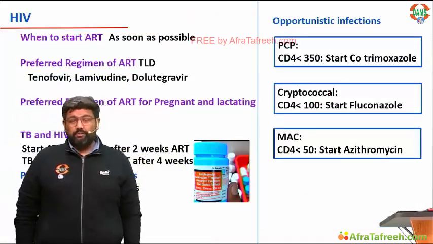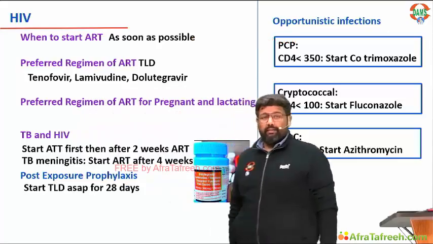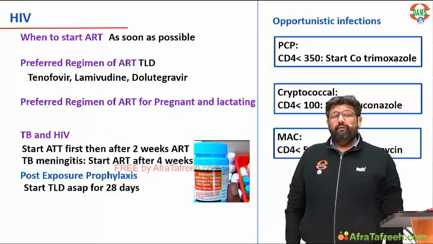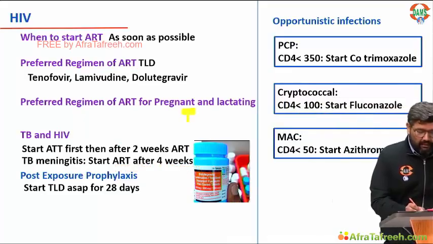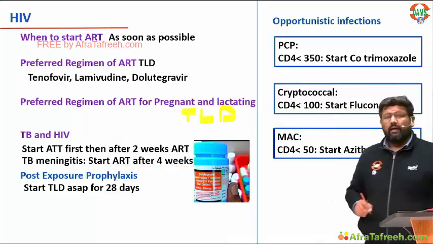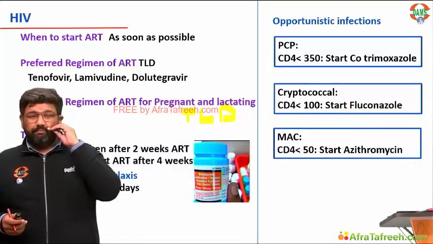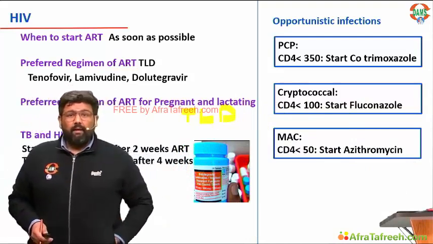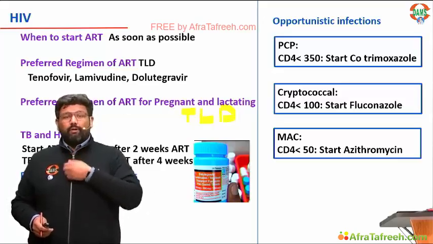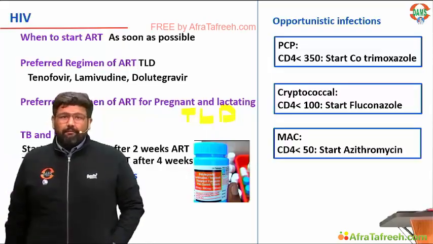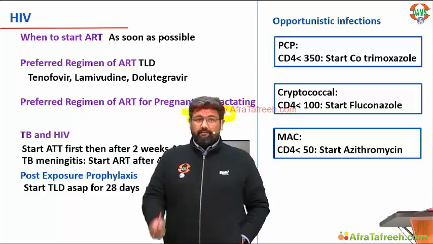ART. When to start ART? As soon as possible. Preferred regimen of ART is TLD: tenofovir, lamivudine, dolutegravir. Preferred regimen of ART for pregnant and lactating women is the same TLD. Guys, there is one story here. Dolutegravir causes neural tube defects, but still we give it in pregnancy. What we do is timely screening for neural tube defects. But dolutegravir is always given. It has a very good response.